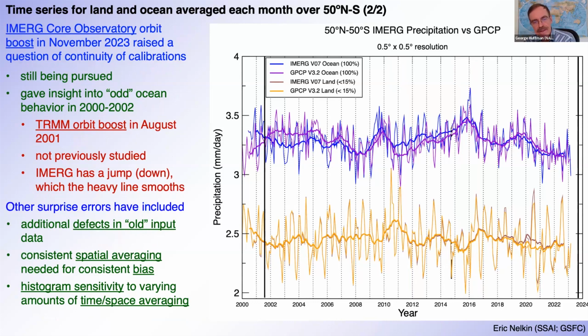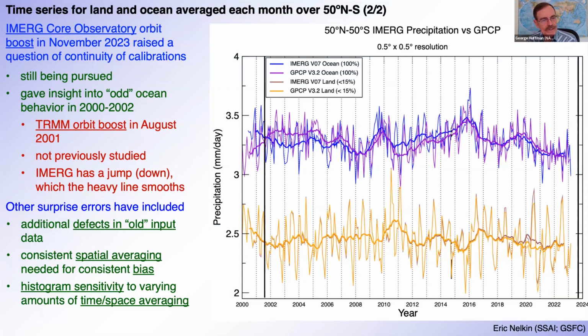I will point out that now this solid black line is the point at which the TRMM observatory had an orbit boost. And you will notice that right there, suddenly the blue and purple lines cross. That's because there's a discontinuity in the calibrator from TRMM. And we only discovered this for real when IMERG had a similar boost in November of 2023, which raised a question about the continuity of calibration. And so we went back and looked at the TRMM.